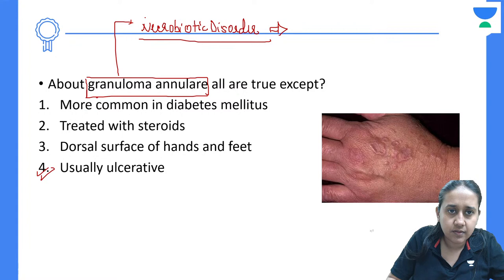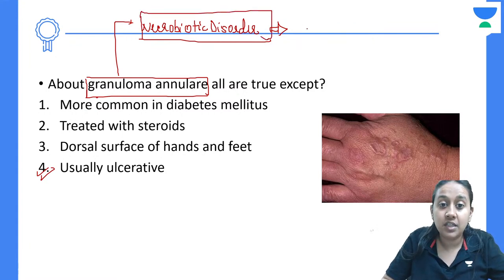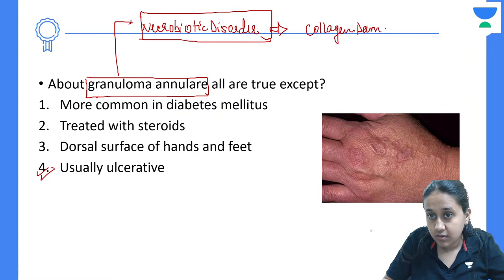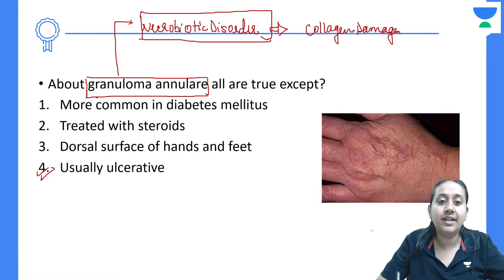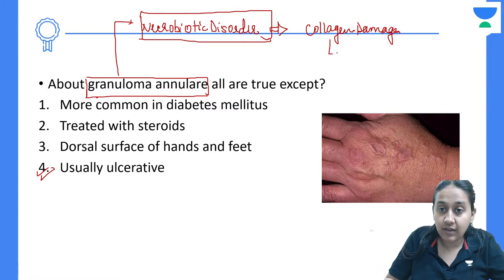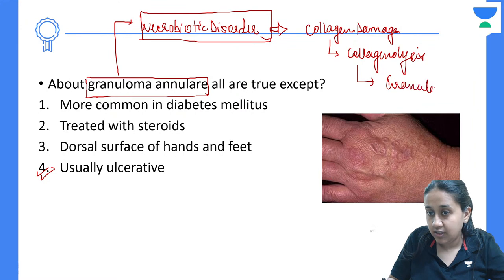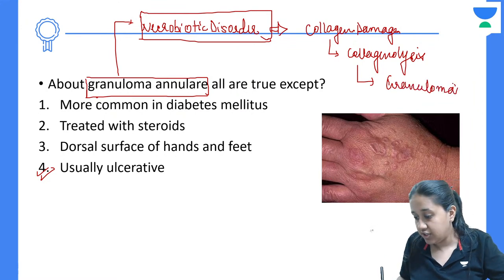What does it mean? It means here you have collagen damage. Necrobiotic disorder, where you have collagen damage, collagenolysis, and there is development of granulomas around the degenerated collagen.